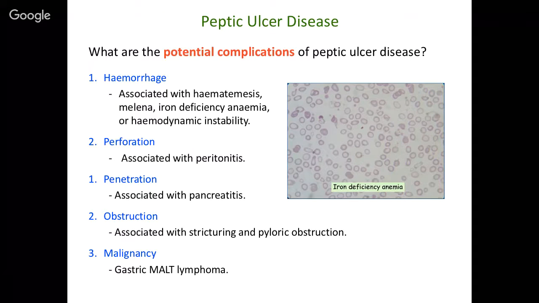Potential complications of peptic ulcer disease. A lot of these terms sound the same, but there are nuances in their differences. So hemorrhage, and we've got a nice picture of iron deficiency anemia there with a hypochromic microcytic picture. With hemorrhage, it's associated with hematemesis, so vomiting up blood, melena. A friend told me that they had a friend called Melena, which is interesting, but there you go. Sorry if you're listening. So iron deficiency anemia, and then potentially, if it's really bad, hemodynamic instability.